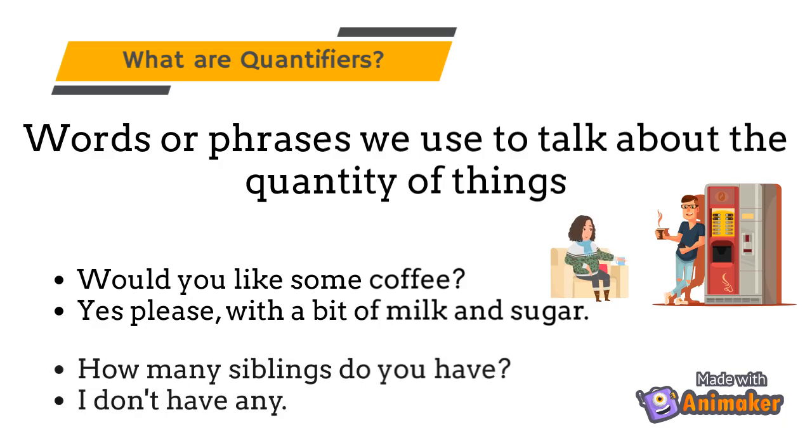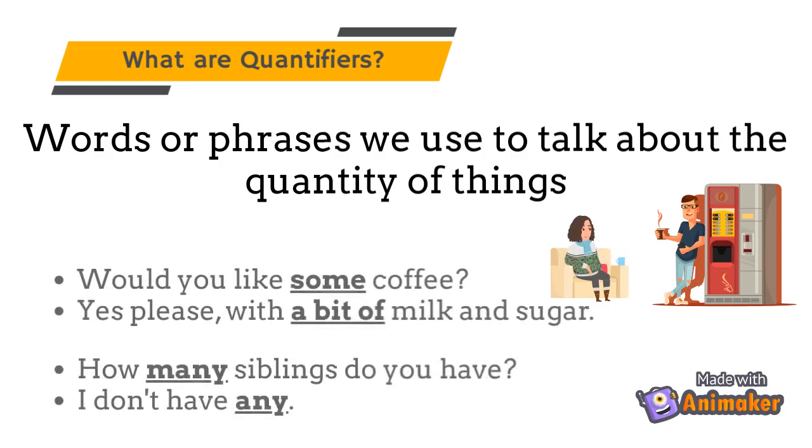Can you see the quantifiers here? Here they are. The words some, a bit of, many, and any are all examples of quantifiers. They tell you about the quantity of the nouns, the coffee, milk, sugar, and siblings. The quantifiers that we use depend on the quantity of the noun we want to describe, and whether the noun is countable or uncountable. Let's look at our first quantifier, some.